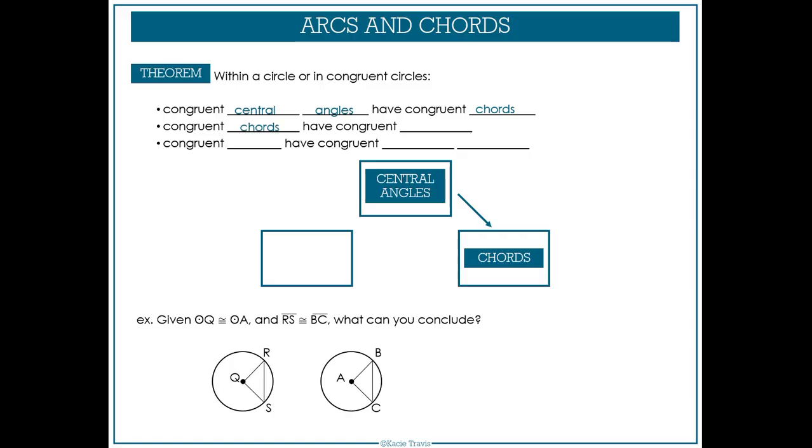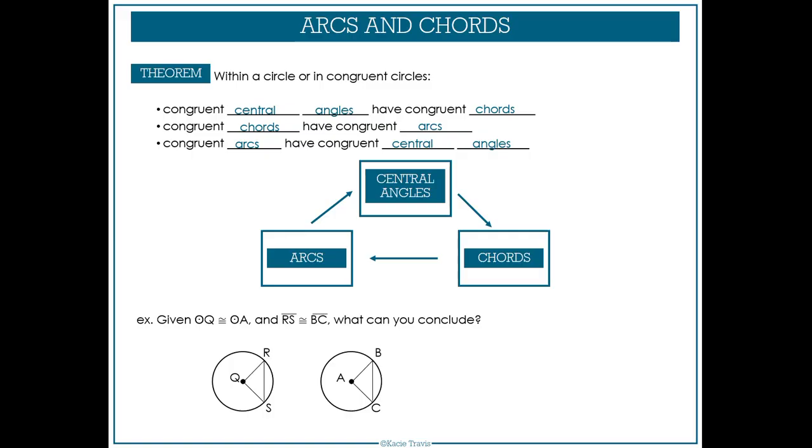Congruent chords are going to have congruent arcs. So if I have a line segment coming from two parts of the circle, and it's congruent with another line segment from two parts of the circle, then the arcs that are made from those connected parts are in fact congruent. All right, last but not least, we got congruent arcs have congruent central angles. So if I have an arc, then that means that the central angle that's made up of the endpoints of that arc is congruent to another central angle that's made up from another congruent arc.